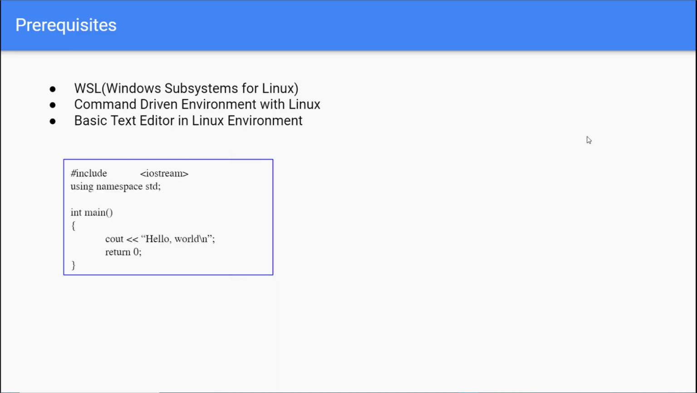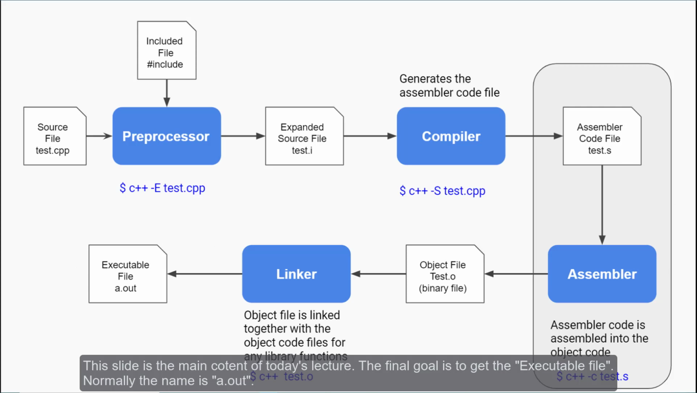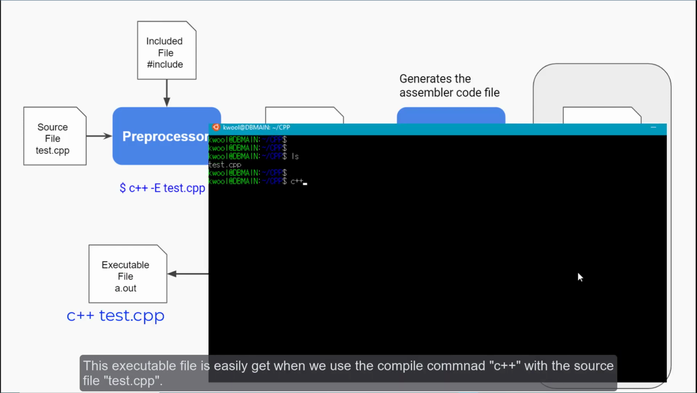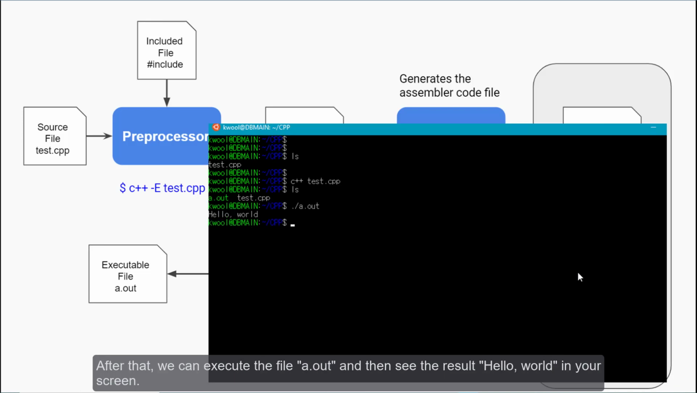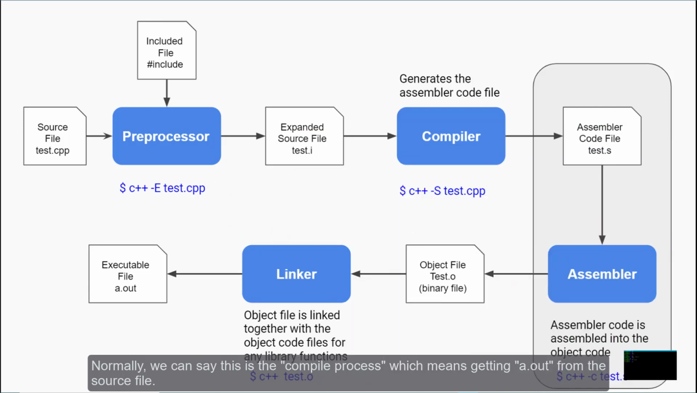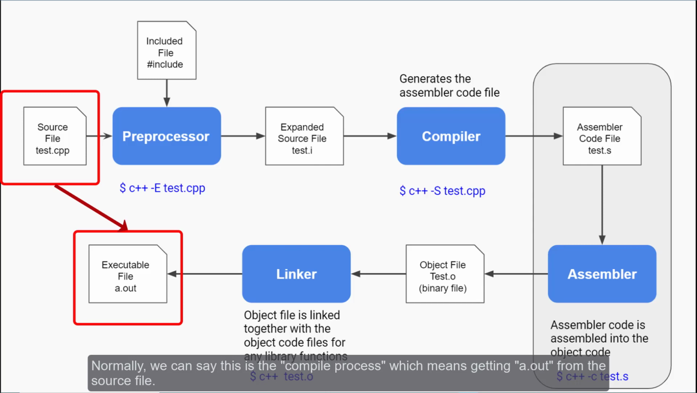Now let's go back to our slide. This slide is the main content of today's lecture. The final goal is to get the executable file. Normally the name is a.out. This executable file is easily obtained when we use the compile command C++ with the source file test.cpp. After that, we can execute the file a.out and then see the result hello world on your screen. Normally we can say this is the compile process, which means getting a.out from the source file.